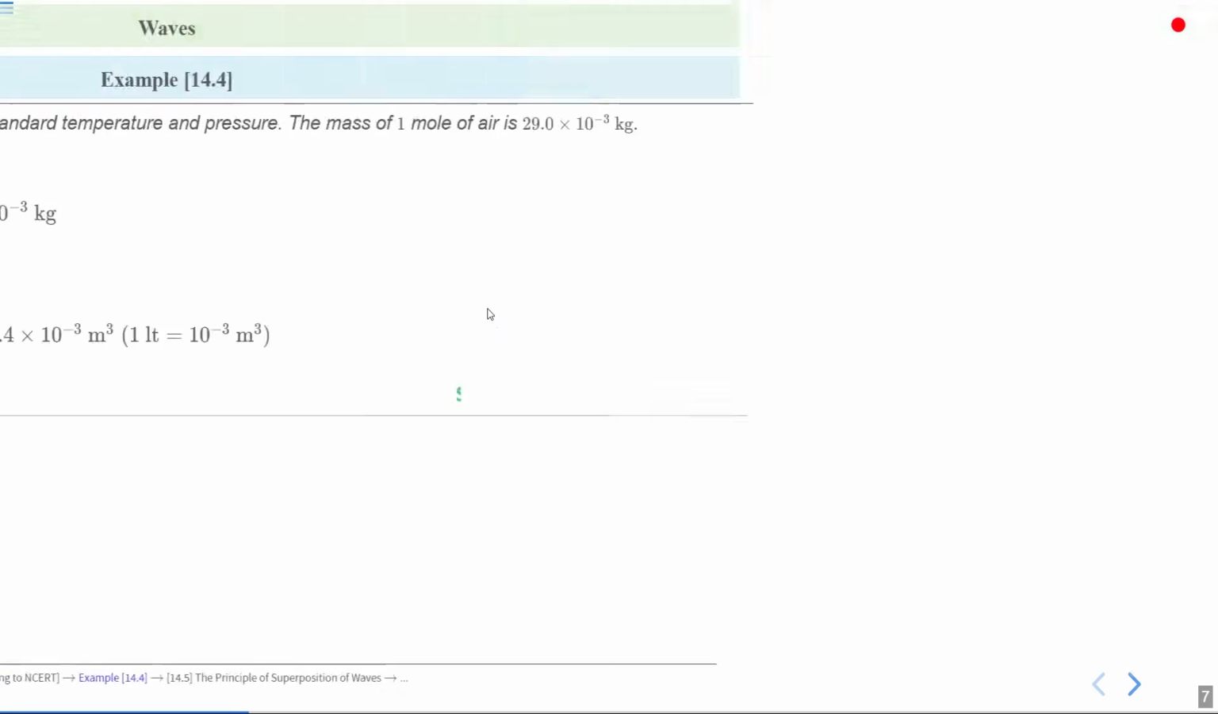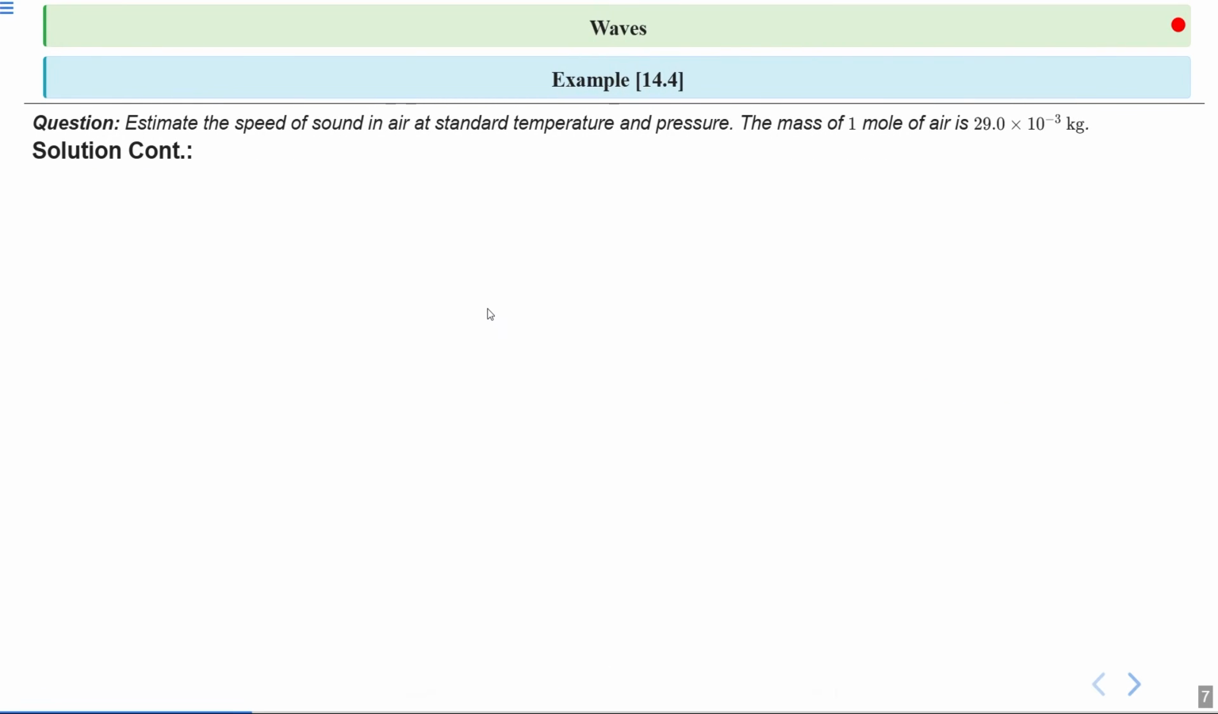Alright. Now let's focus on finding the density of air at STP, standard temperature pressure. Density is simply mass divided by volume. Here we will use the mass of 1 mole of air and the volume that 1 mole occupies at STP to calculate it. So the density rho is given by mass of 1 mole of air divided by volume of 1 mole of air at STP.